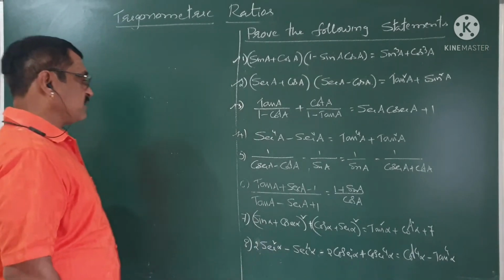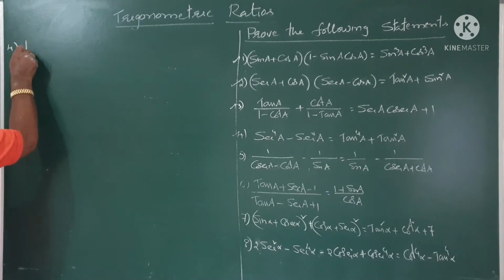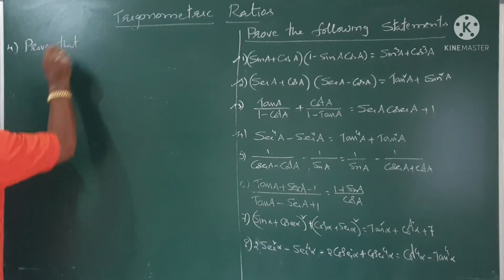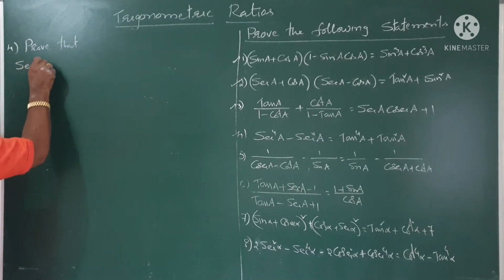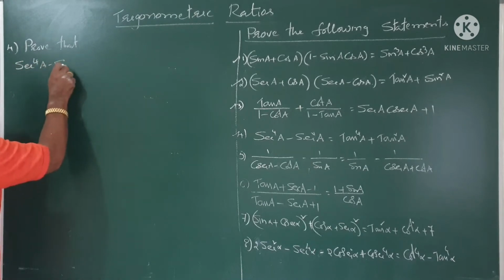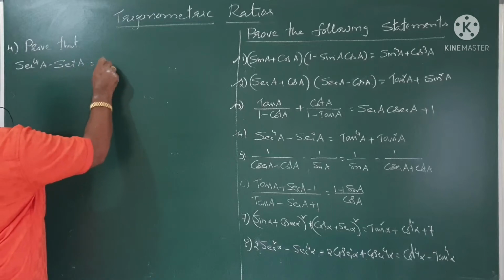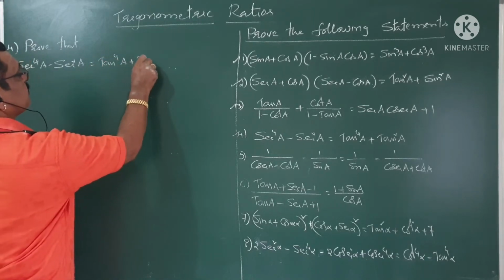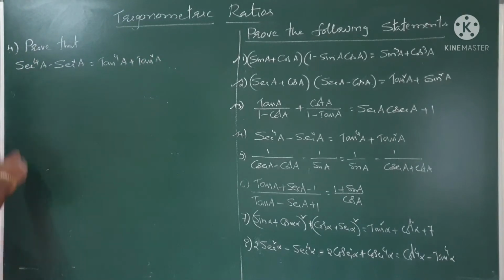Next, fourth question. Prove that secant power 4a minus secant square a is equal to tan power 4a plus tan square a. As usual, we take left hand side.